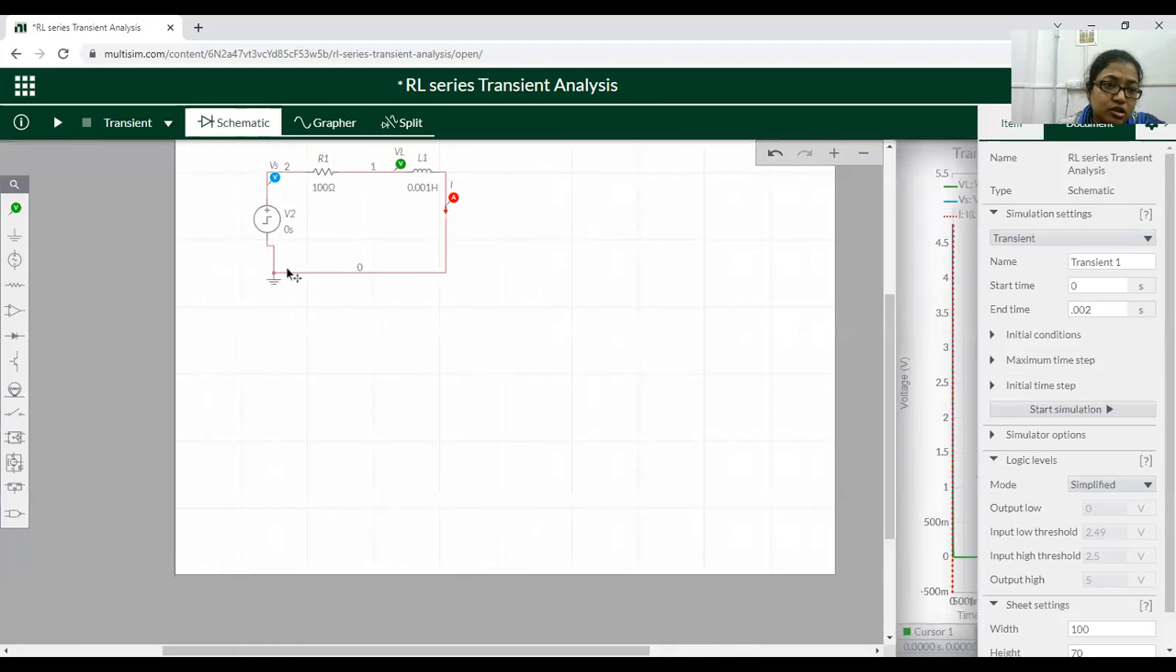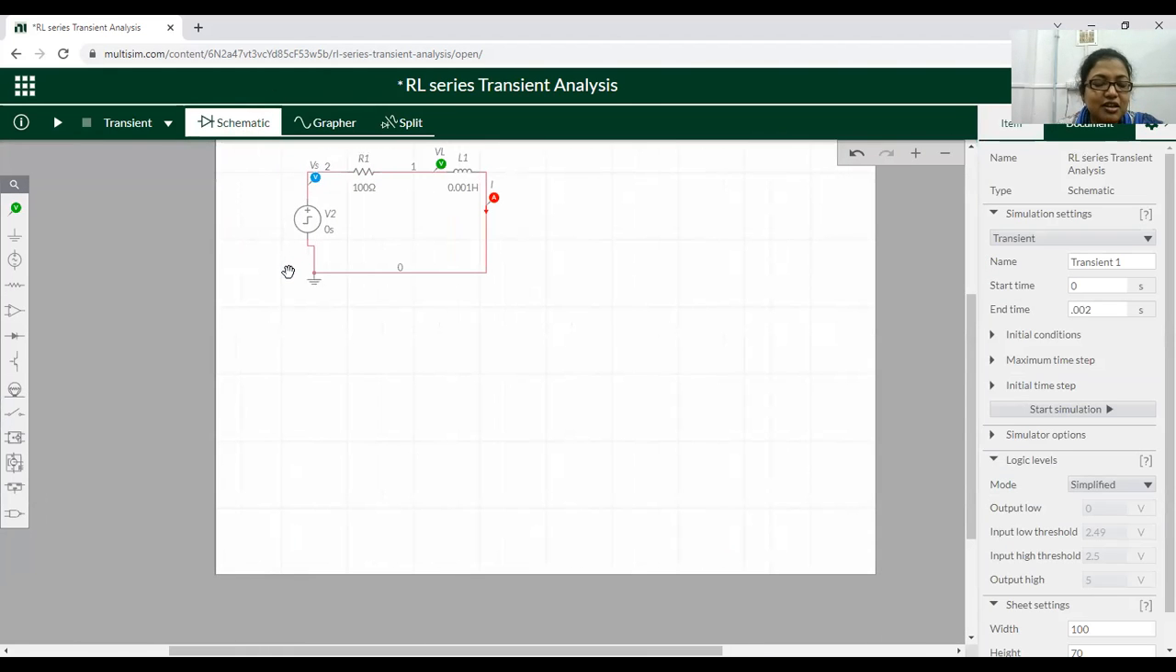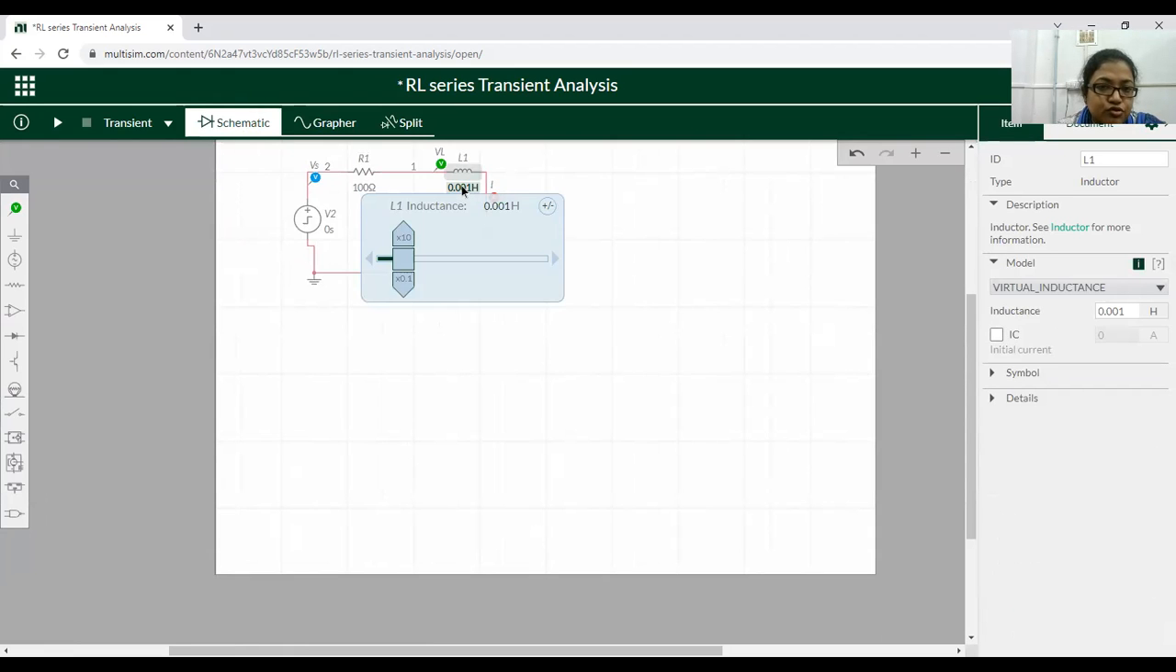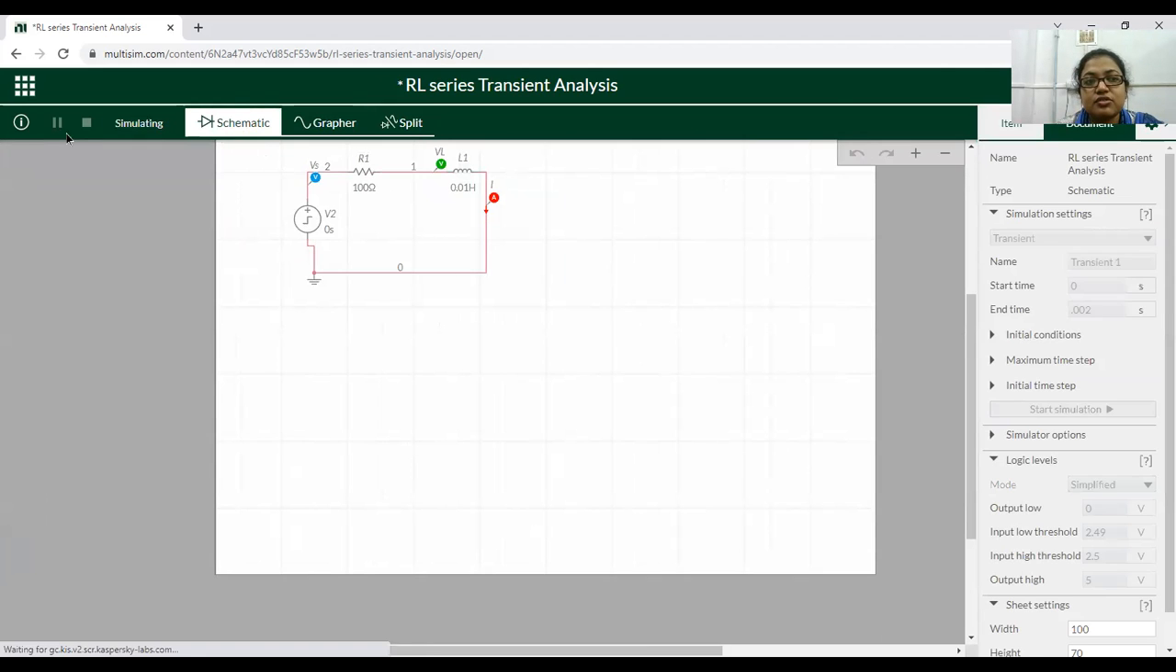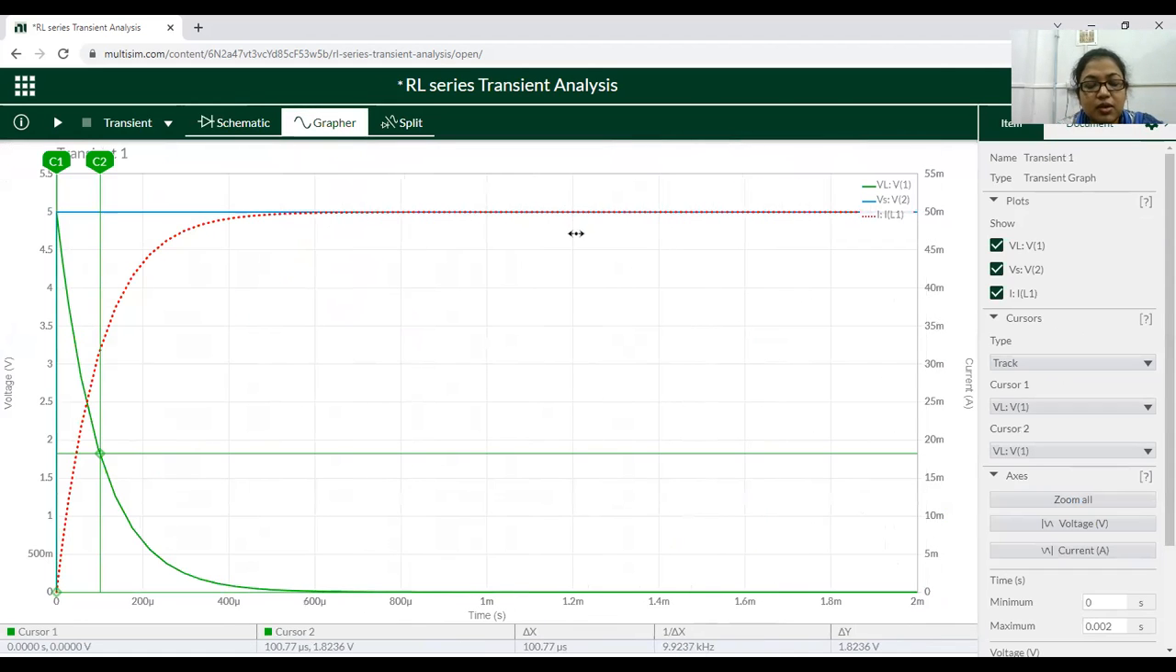So your job is to choose the L value wisely so that you can get a good response curve. If I choose 0.01 Henry, now you can see we are getting a good response curve and can easily find out the time constant.